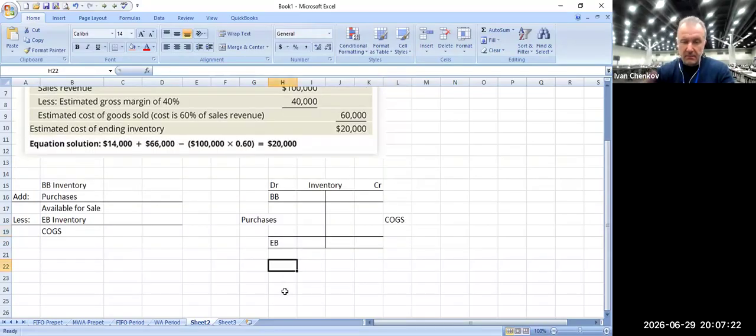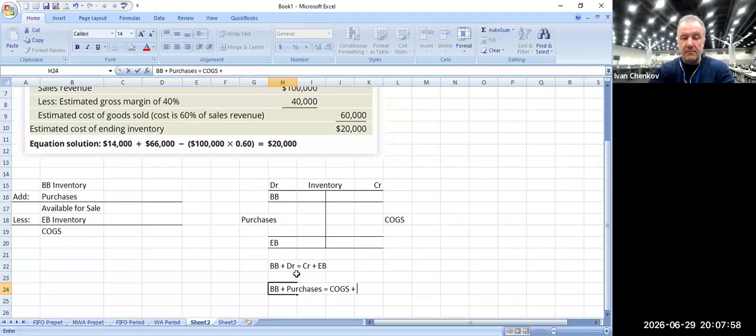What we know about a balance sheet account with normal balance debit is that the beginning balance plus the debit is equal to the credit plus the ending balance. Playing with the numbers, the debit coming into this account is actually the purchases. So beginning balance plus the purchases is always going to be equal to the credit, which in our case is cost of goods sold, plus the ending balance.